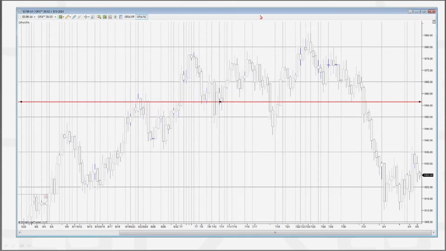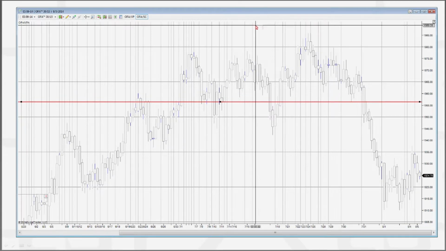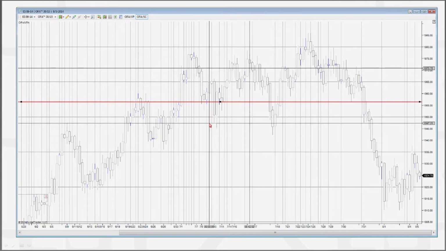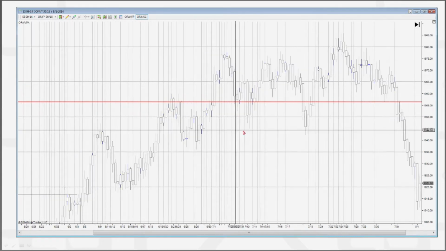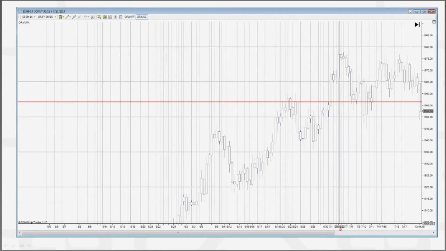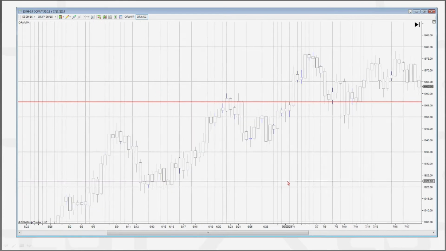All right, so here is a structure chart, and this structure chart goes back all the way into the beginning of June. So it's 90 days of data. And let's move this over and look at what we might do.